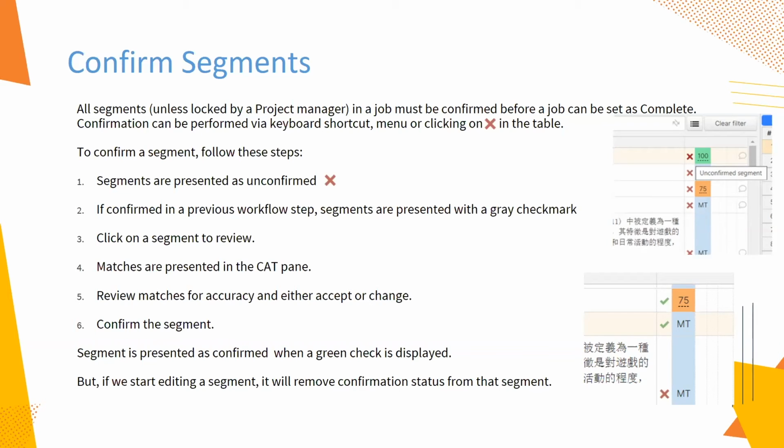But if we start editing it again, it will remove the confirmation status from the segment. It will become a red cross again if we start editing it again, to correct some mistakes or make it better. The confirmation status of the green check will be changed again.